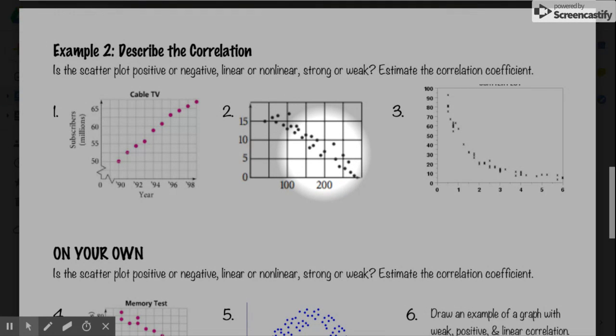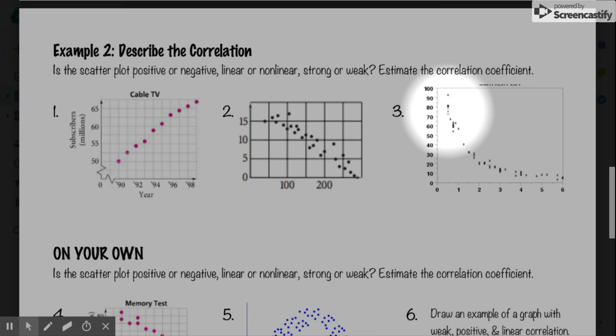Or if you wanted to say maybe it's medium, if you don't feel comfortable going one way or the other, that would be fine. And then the correlation coefficient, because it's negative, it has to be a negative number. Because there is a pattern, it can't be 0, so it's got to be less than 0, and then down to -1. Because I already said it's kind of medium, I would maybe give it a -0.5, maybe -0.6, somewhere around there.